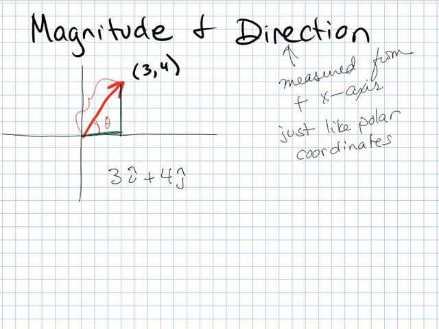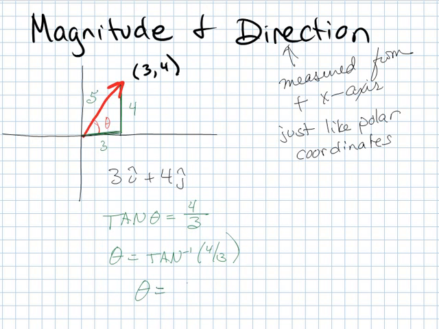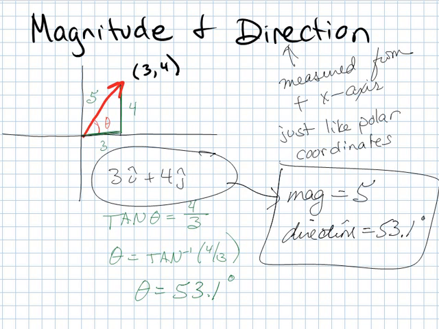Draw it in a different color. So you're going to draw on the triangle, sides 3, 4. You know this is a 3, 4, 5 triangle, or you can find it using the Pythagorean theorem. So this side here is 5. And if I want to find theta, I know that the tangent of theta is opposite over adjacent. So I can plug that into my calculator by finding the inverse tangent of 4/3. The inverse tangent of 4/3 is 53.1, so theta is 53.1 degrees. So in this case, I could say that 3i plus 4j has a magnitude of 5 and a direction of 53.1 degrees.